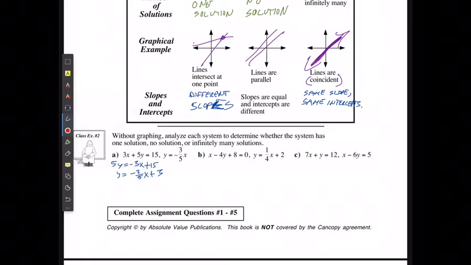Right now we can see that they have the same slope, but this one has a y-intercept of 0 and this one has a y-intercept of 3. They're going to be parallel. No solution.